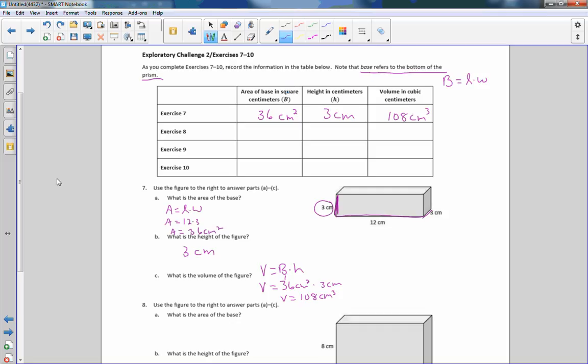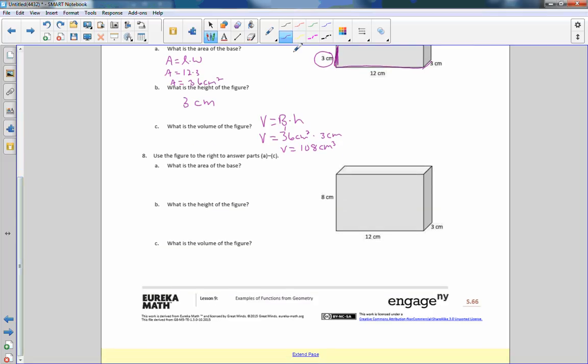Okay, so let's move on. Use the figure to the right for parts A through C. What is the area of the base? Area of the base is length times width. So area equals length times width. Area equals 12 centimeters for the length times the width of 3 centimeters. So the area equals 36 centimeters squared. And the area of the base is B, so I'm going to start calling that B instead of A for area. So I'm going to write the B, or the base area, B.